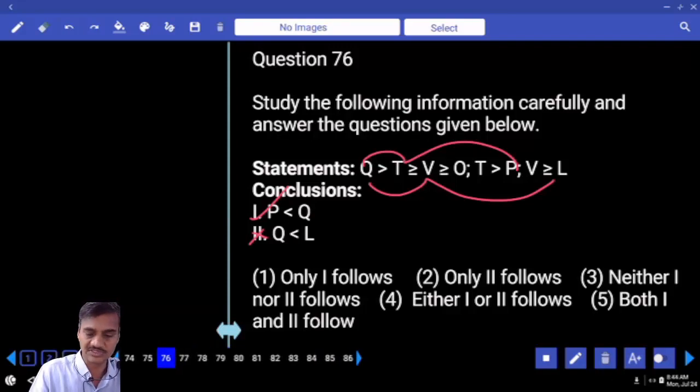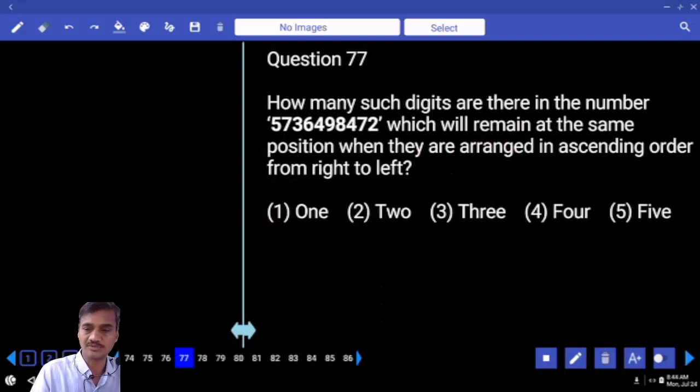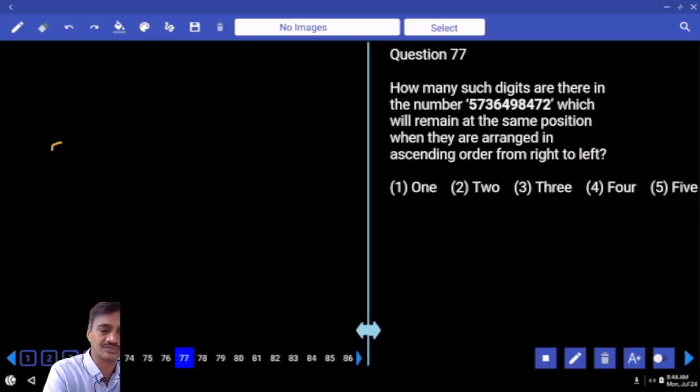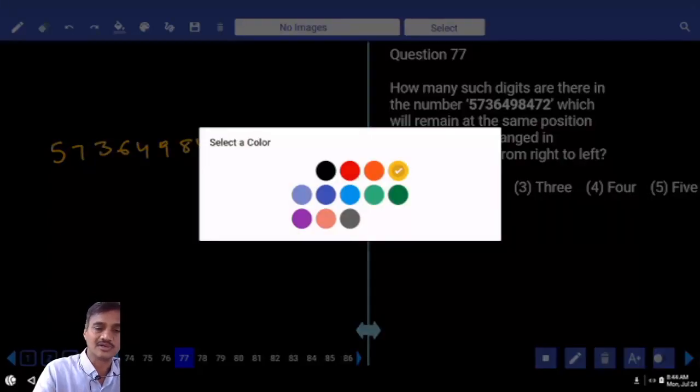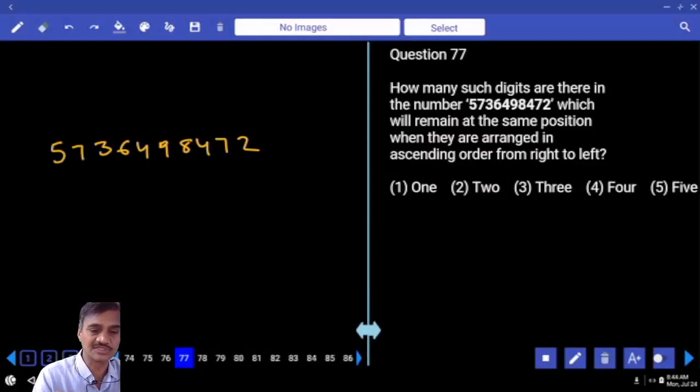The next one, 77. Now how many such digits are there? Now the question is about 5, 7, 3, 6, 4, 9, 8, 4, 7. Now this is the number we have. How many such digits are there in the number which remain in the same position when they are arranged in the ascending order from right to left? Right hand side to left hand side, they are arranged in the ascending order.